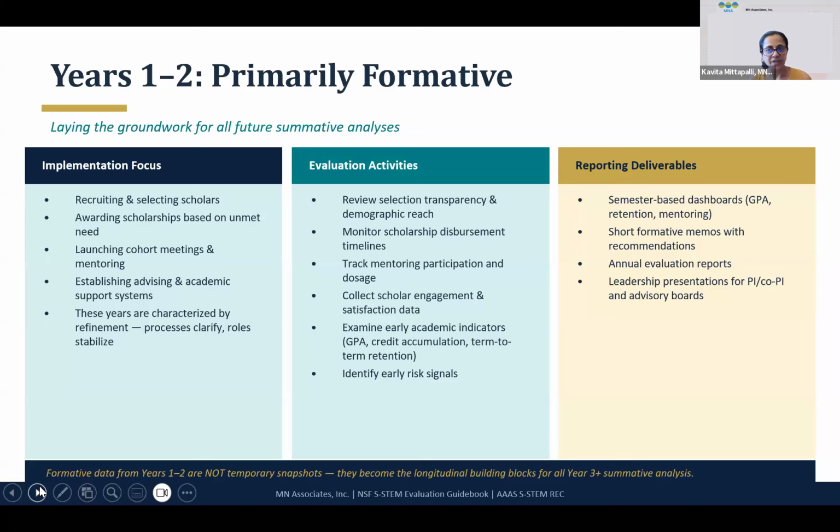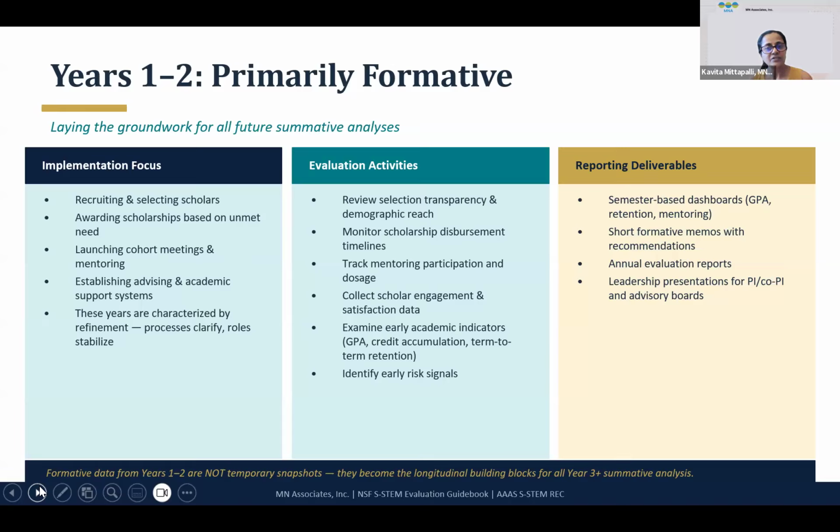On the evaluation side, this phase is primarily formative. You are monitoring the selection transparency and demographic reach. You're also tracking the mentoring dosage, how often, who is providing the mentoring, and what the quality of the mentoring is. Are you collecting any mentoring logs?